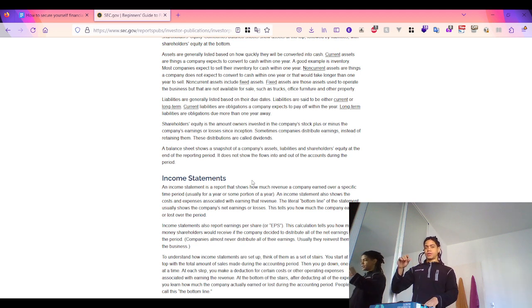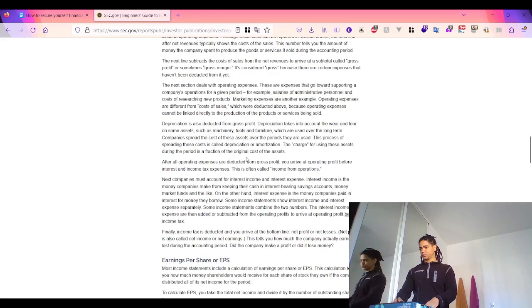Also, you deduct things like depreciation and amortization, and right after that you reach the net income, or gross profit after operating expenses. Okay, and then what you have is what they call income from operations, right?